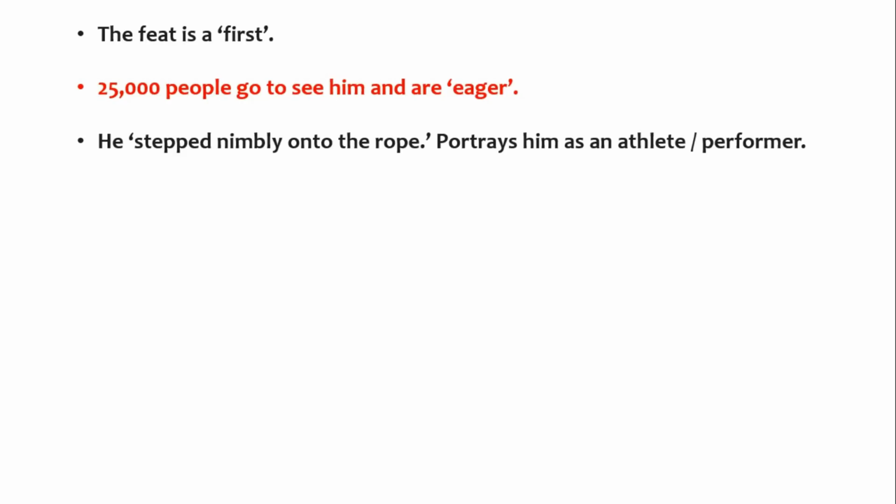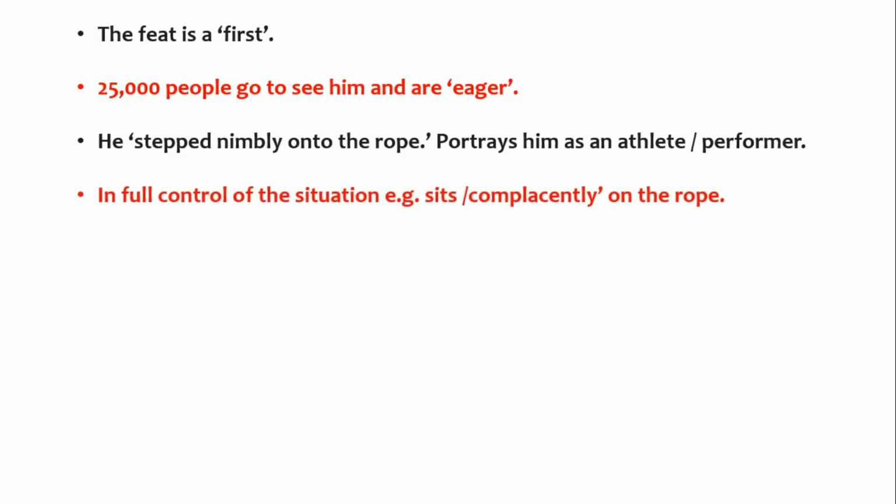So the quotes I would pick would be: the feat is a first. 25,000 people went to see him and they're eager to see him, so they're sort of dying to see him. He stepped nimbly on the rope. Again, look at the word nimbly. It could have just said he stepped onto the rope. The writer's chosen the adverb nimbly to suggest that Blondin is almost like a hero, an athlete, or a performer. We are told he's in full control of the situation.